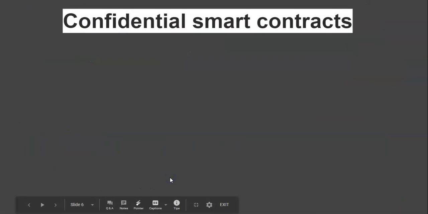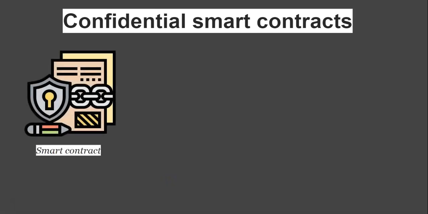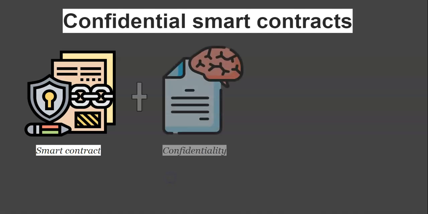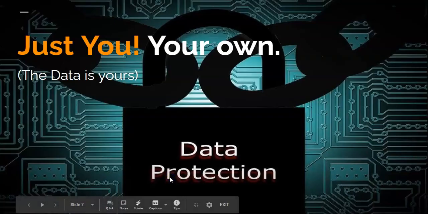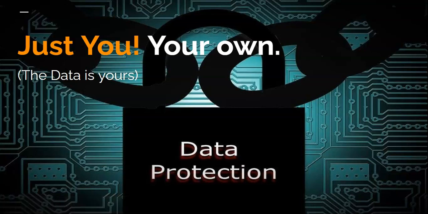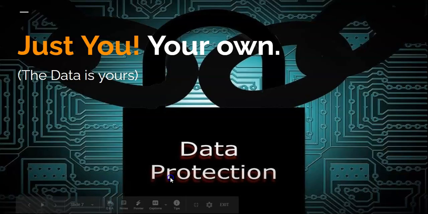Now, that leads us to what we call confidential smart contracts. So, what are confidential smart contracts? You already know what smart contracts are: they can execute by themselves, they are deterministic and they are verifiable. And not only that, you introduce confidentiality to this contract, right? So confidentiality added to a smart contract equals a confidential smart contract. Why is this necessary? Because just you and you alone should own your data. Because the data is yours, right?